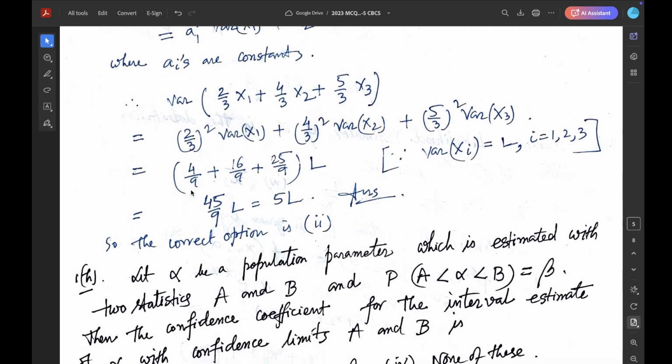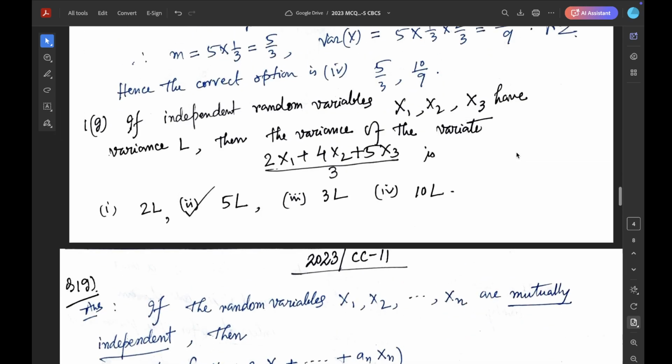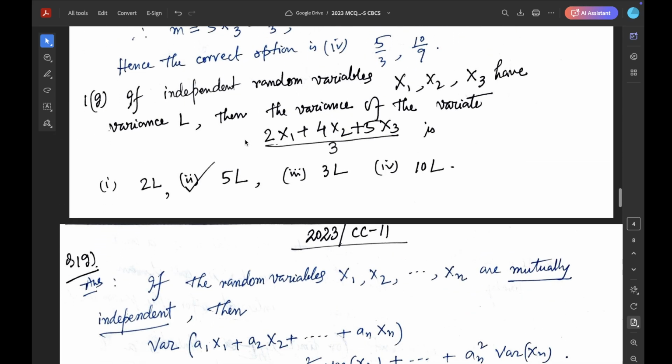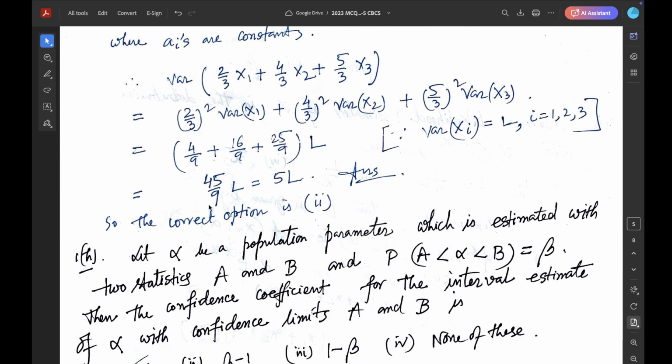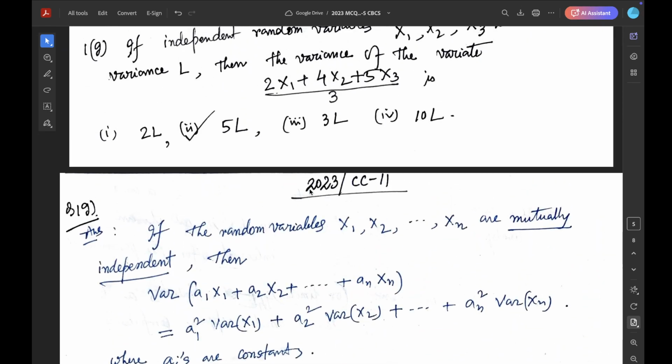And so we get 4 by 9 plus 16 by 9 plus 25 by 9 times L, because variance of X1 equal to variance of X2 equal to variance of X3 equal to L, as given in the data. So 45 by 9 L, that is equal to 5L. So correct option is 2, 5L.